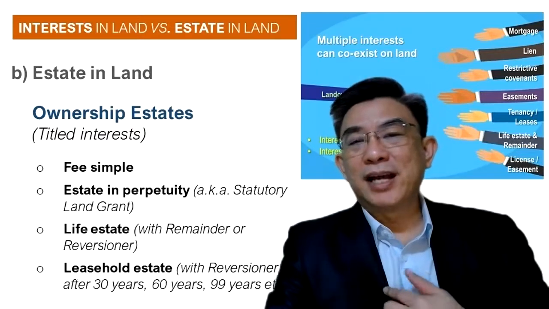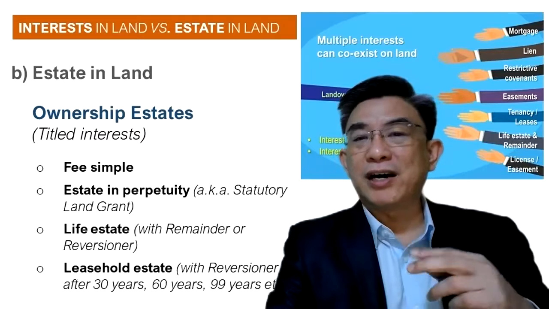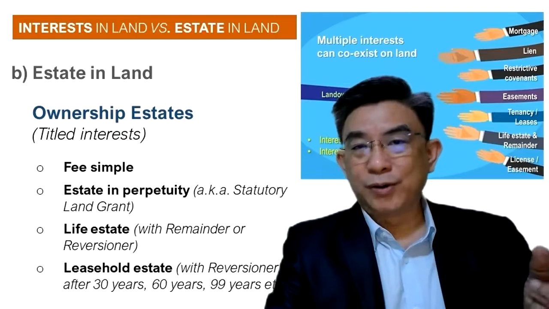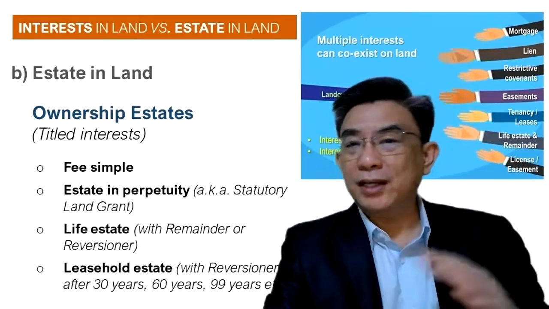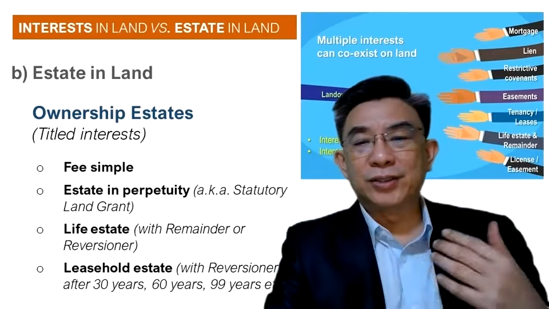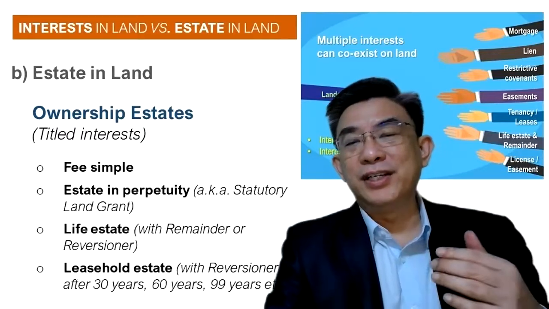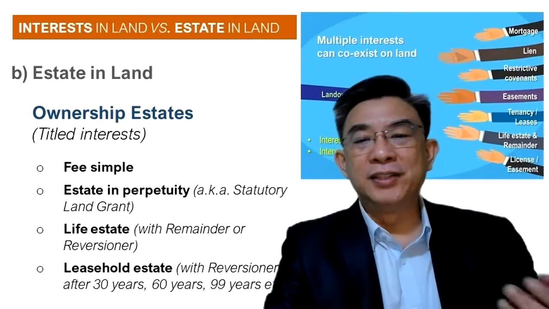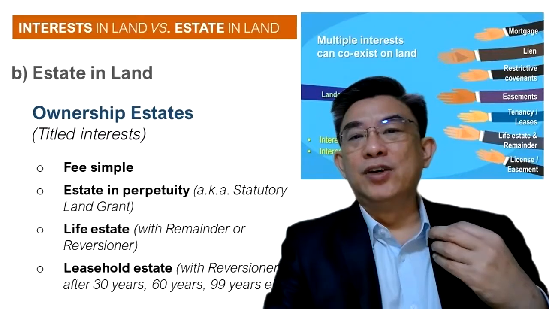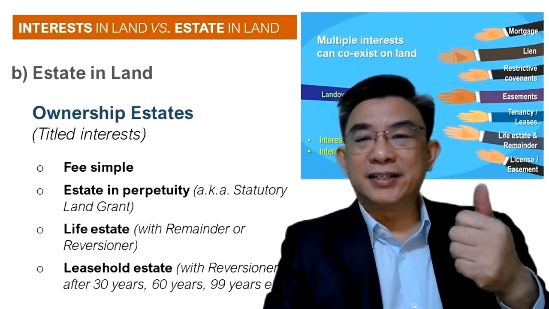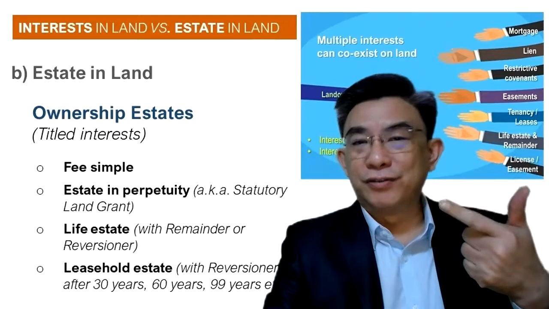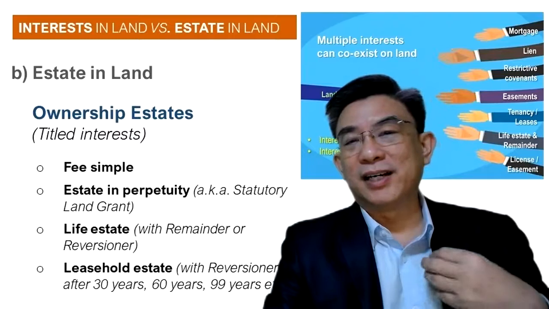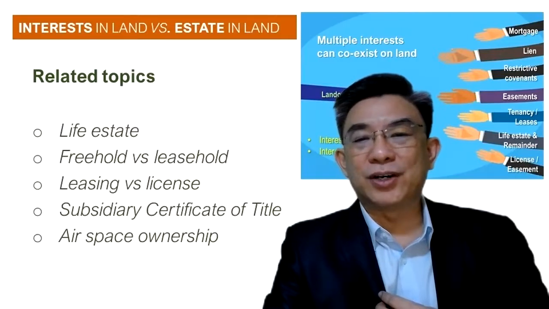But there may be a reversion. I have a separate lecture on reversion, so you have to go find the video. It's all on my website. For the other ordinary leasehold interests, like I've just mentioned, 30 years, 60 years, 99 years, there will always be a reversion, meaning either the state or the freehold owner will take back the estate. Again, that will be another separate lecture altogether.